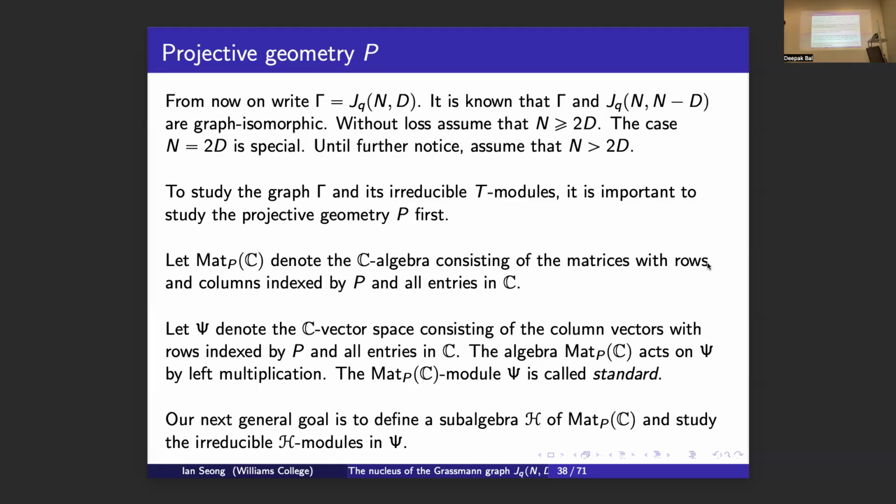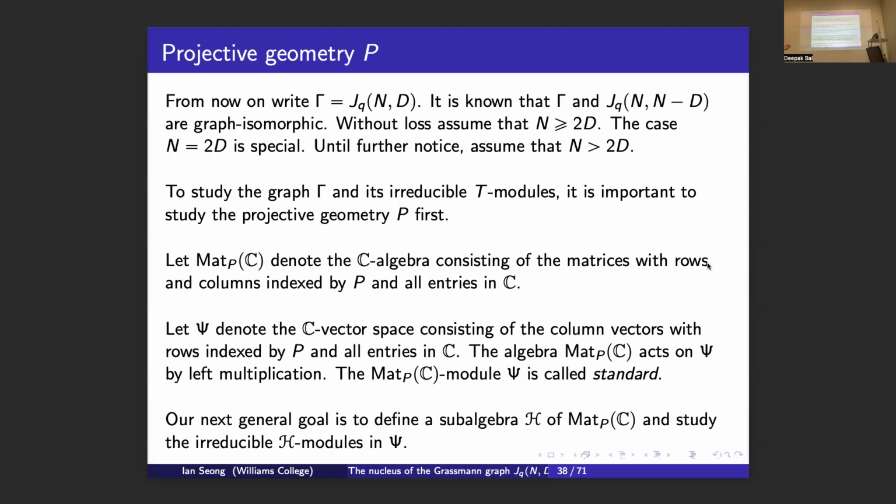Okay, let psi denote a C vector space consisting of the column vectors with rows indexed by P and all entries in C. So just like how we had a vector space V for the graph, we're going to have a vector space psi for Mat_P(C). And as you can see, the algebra Mat_P(C) acts on psi by left multiplication. The Mat_P(C)-module psi is called standard, just like how V was a standard Mat_X(C)-module.